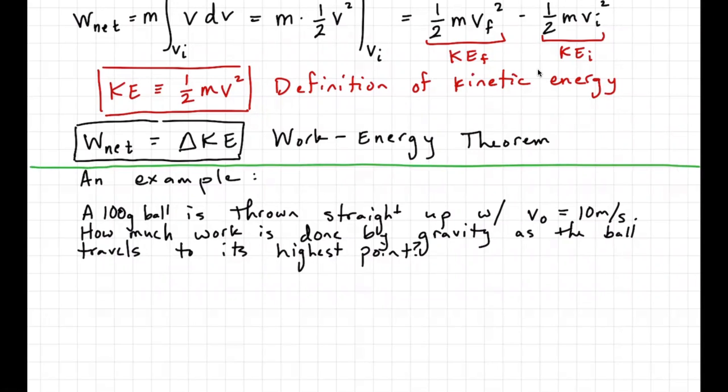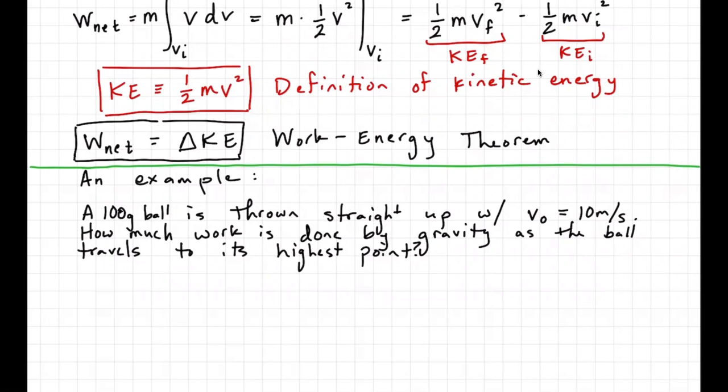All right, so we've got a 100-gram ball. It's thrown straight up with some initial velocity, 10 meters per second. How much work is done by gravity as the ball travels to its highest point? Well, we can solve this a lot of different ways. I'm going to solve it with the work energy theorem.